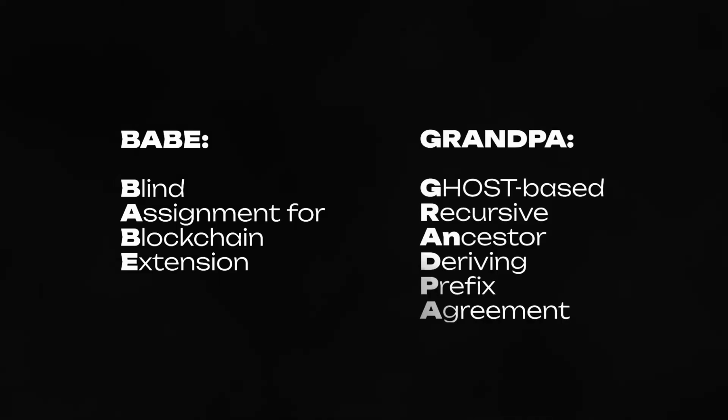Today, we'll be looking at Polkadot's unique hybrid consensus model that distinguishes it from traditional blockchain protocols. The approach is hybrid because it separates two critical functions of blockchain consensus: block production and block finality. It combines BABE, which stands for Blind Assignment for Blockchain Extension, for block production, and GRANDPA, which stands for GHOST-based Recursive Ancestor Deriving Prefix Agreement, for deterministic block finalization.